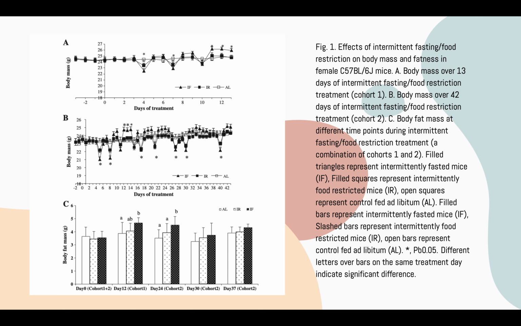Then graph C represents the body fat mass at different time points during the intermittent fasting or the food restriction treatment. So it combines graph A and graph B. And I want to point out that in most of these cases, the AL, or the control fed, had the lowest body mass from all of the days, it seems like, except for day 0. While the intermittent fasted mice had the highest body fat mass for all of them. I just wanted to point that out, and I hope it helps you guys understand the graph a little bit better.